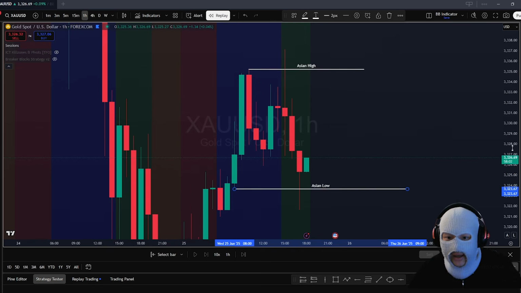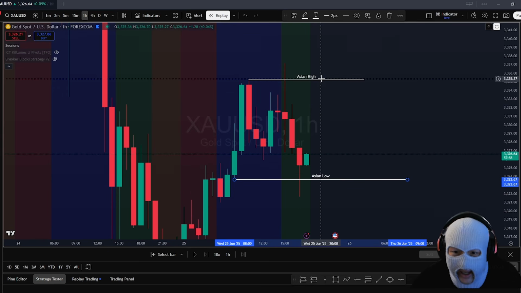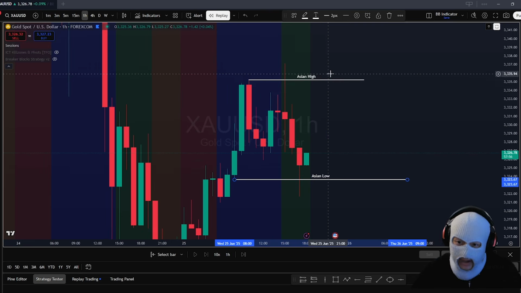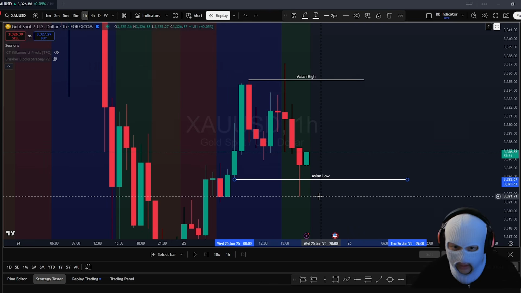And this is why we can look to play ping pong as long as we don't see Asian high and Asian low body candle closes above or below it. Is everybody crystal clear up to this point?